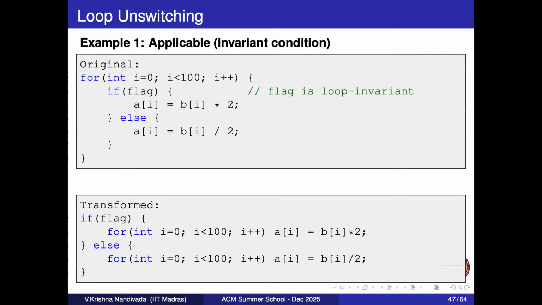This is called loop unswitching. But to be able to do that, this condition must be loop invariant. This condition must be invariant. Okay. Let me see. I think I have one more small example for this.